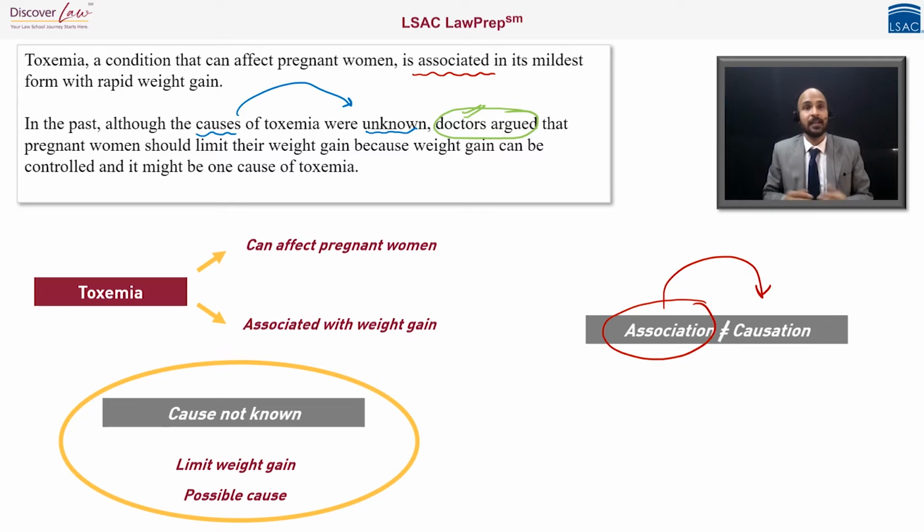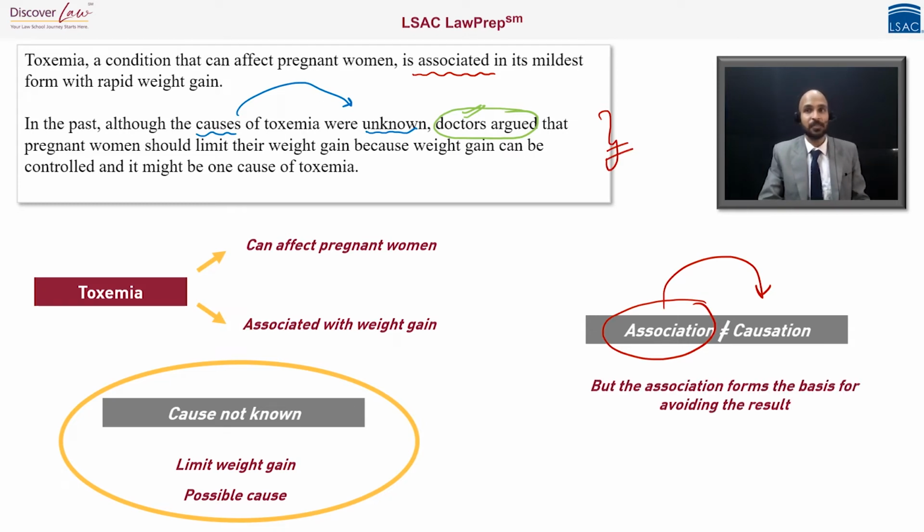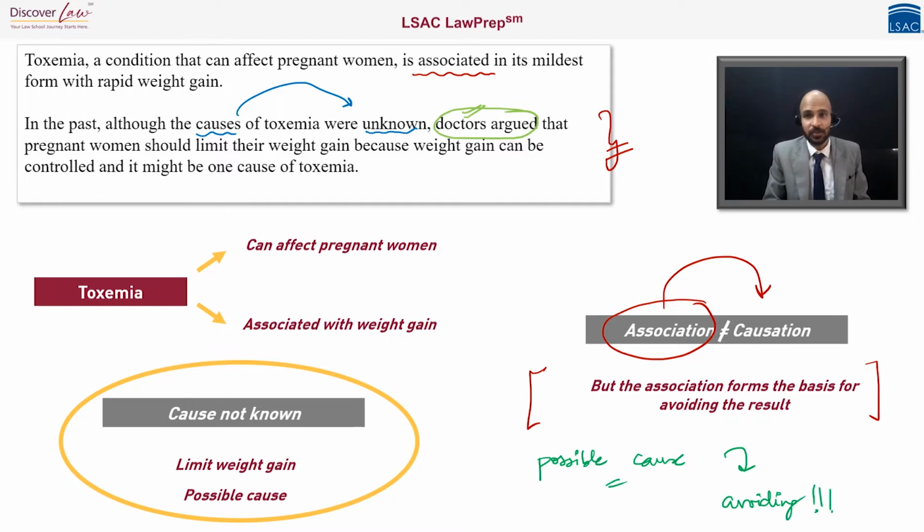Okay. Now, in such a scenario, you know that the advice of the doctor or the reasoning of the doctor is based on the association rather than the causation, right? So the association is the basis for avoiding the result, which basically means that a possible cause has been stated as the reason for avoiding something. So now you've understood mainly the pattern of reasoning here. Let us go ahead and look at the options.